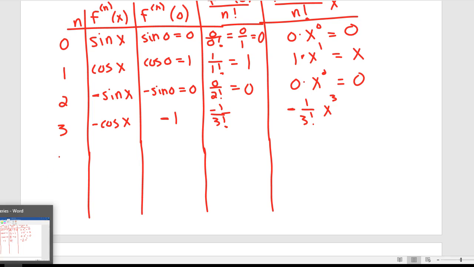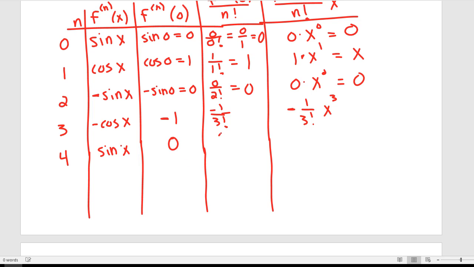So let's see if that pattern continues. When I do the fourth derivative, the derivative of negative cosine is back to sine. I'm going to plug in 0. Sine of 0 is 0. So I'm going to get 0 over 4 factorial, which is 0. So I'm going to get 0 times x to the 4th, which is 0. So we can see every time I have an even exponent, I'm getting 0. And then when I have an odd exponent, the derivative of sine is cosine. Cosine of 0 is 1. I'm going to get 1 over 5 factorial. So I'm going to have 1 over 5 factorial x to the 5th.